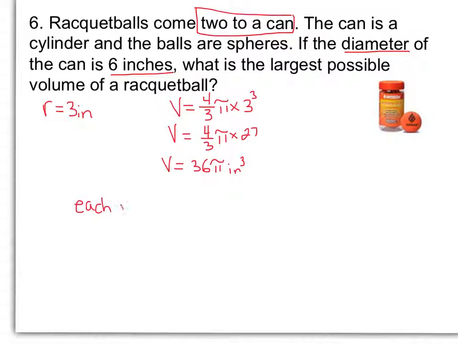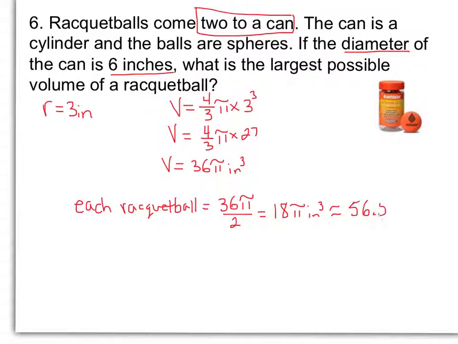So for each racquetball, we'll take 36 pi divided by 2. So we'll get 18 pi inches cubed, which is about 56.5 inches cubed for each racquetball.